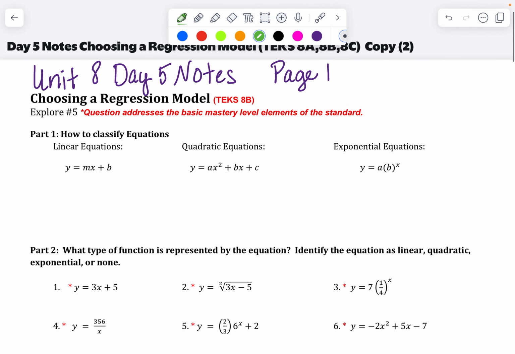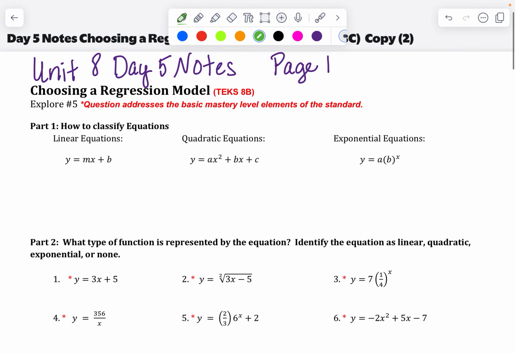The next one, exponential. And you know that because the exponent is an x. So if you have it going this way, it is rising. If you have it going this way, it is dropping.